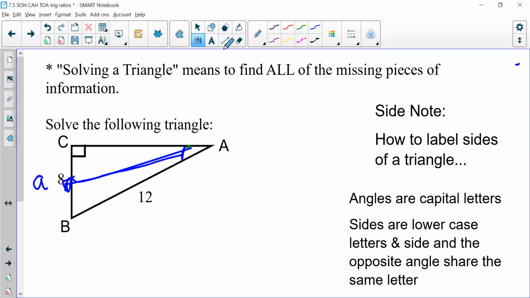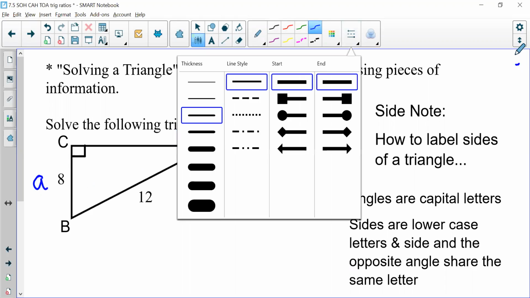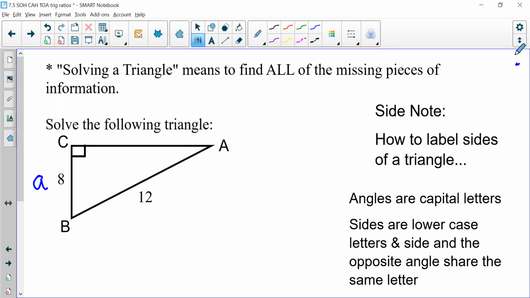So in this triangle, which one is side B? The hypotenuse? No, just kidding. The opposite one? The top one? Yeah, the top one. And what letter am I putting on the hypotenuse based on this triangle? C. Okay, so angles and the opposite side share the same letter.